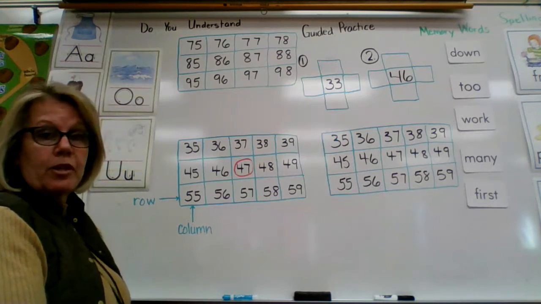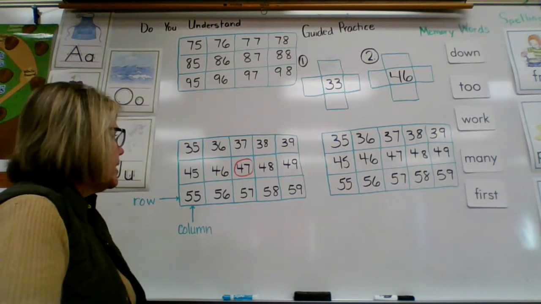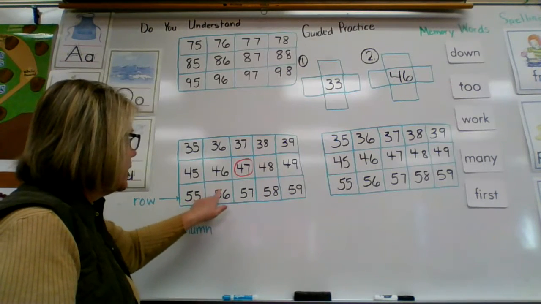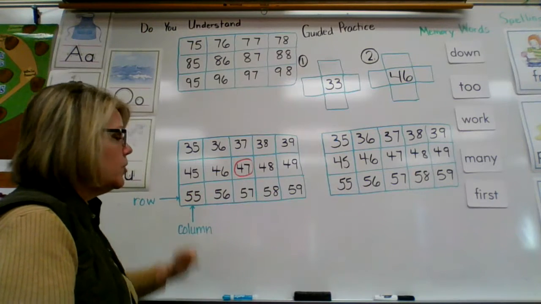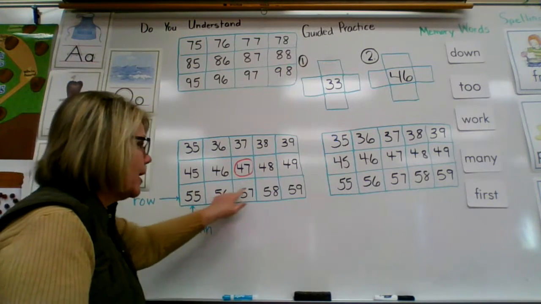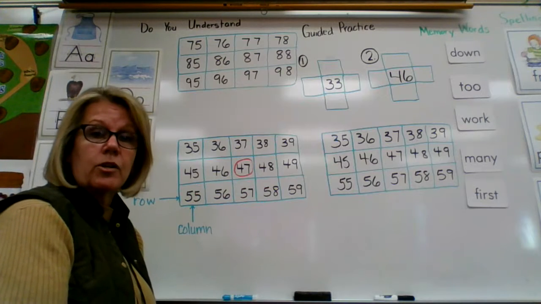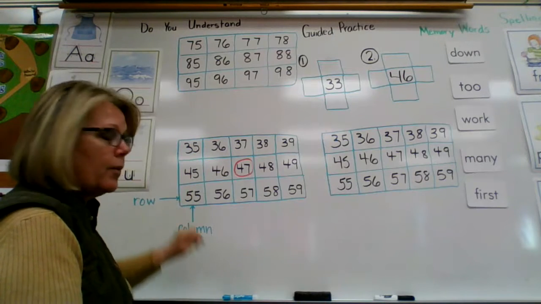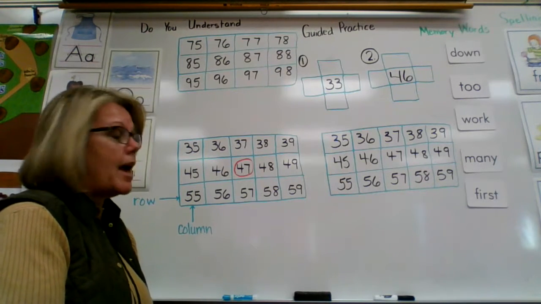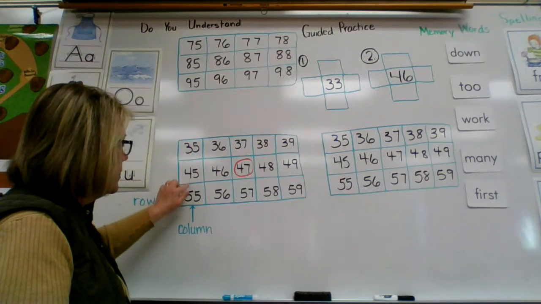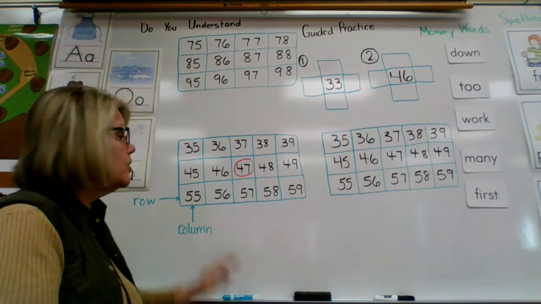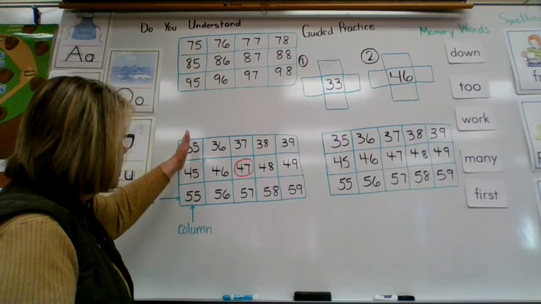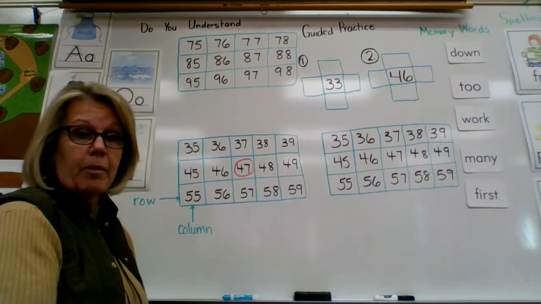Now what I want you to remember is that a hundreds chart is made up of numbers that are in a row. When you are looking at numbers in a row, we are counting by ones. We also can look at numbers in a column. And when you're looking at numbers in a column, that means that you are counting numbers by tens. Okay? So rows, you're counting numbers by ones. And when you're looking at numbers that are in a column, you're counting by tens.